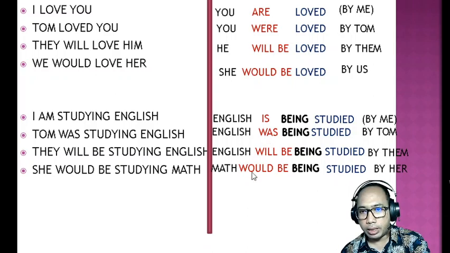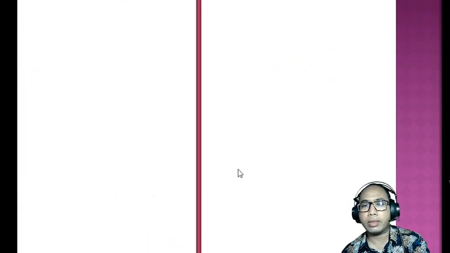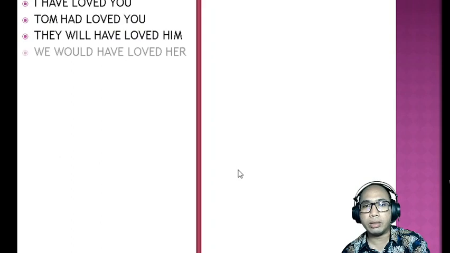All the to be here depends on the amount of the subject. Tergantung jumlah depannya. For example, you are; if this is he or she or it, for example like that. And it also depends on the tenses. Simple present, of course, is different from simple past. Present continuous, of course, is different from past continuous. Continuous always uses being. Okay? Being is committed to continuous. Next. I had loved you. Tom had loved you.